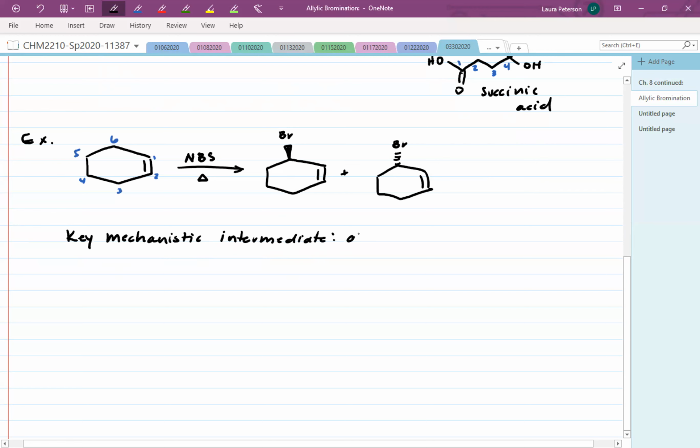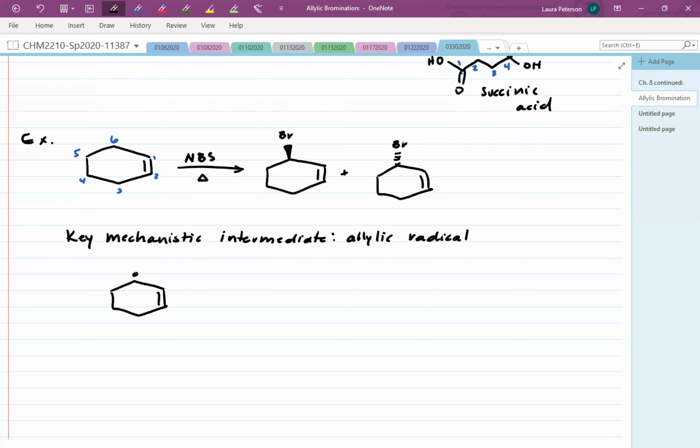Okay, so it is the allylic radical. For this reaction, what I want you to consider is, what would be the allylic radical? It would be that allylic radical, to give me the bromine at carbon 6. And if I put the allylic radical at carbon 3, it would be the same structure, just flipped over.